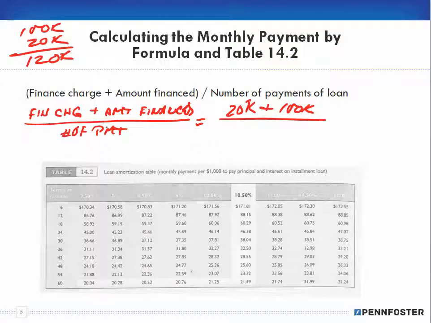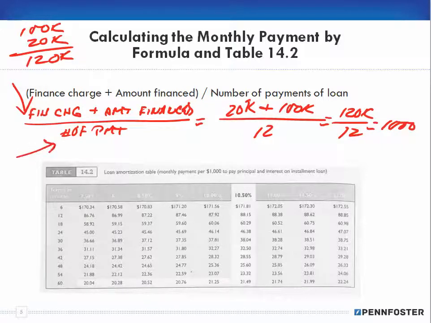Let's say the number of payments, and I'm going to keep it simple, I'm just going to say 12, whether it's 12 years where I'm making a payment once a year, or let's just call it 12 months because I'm paying it off in an entire year. It doesn't matter, it's the number of payments. So I end up with 120,000 divided by the 12, and my monthly payment ends up being $1,000. It's basically that simple. But you have to know how much your amount financed is. You have to be able to calculate that finance charge and then know how many payments.